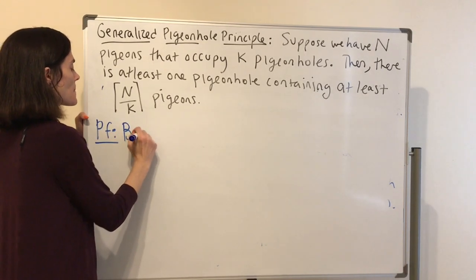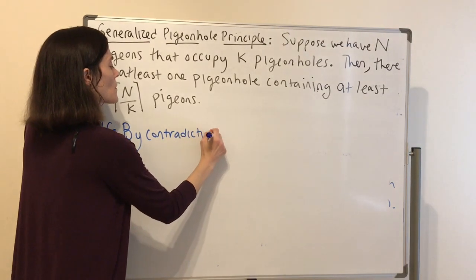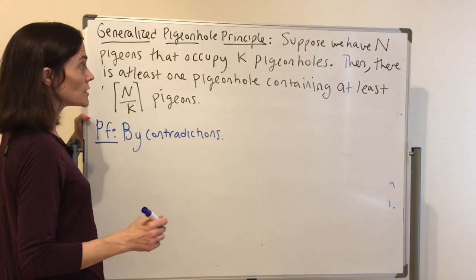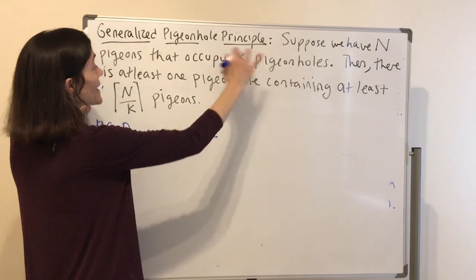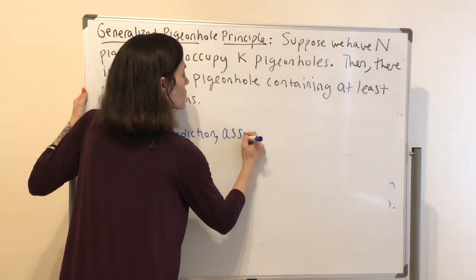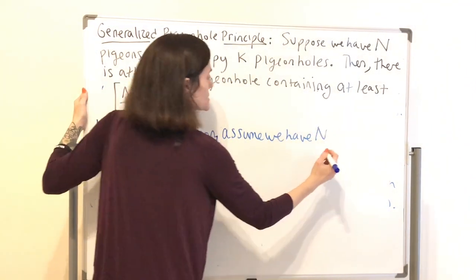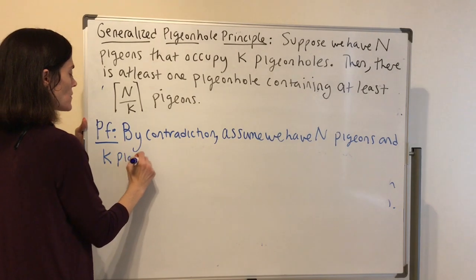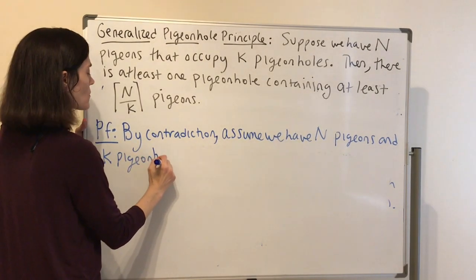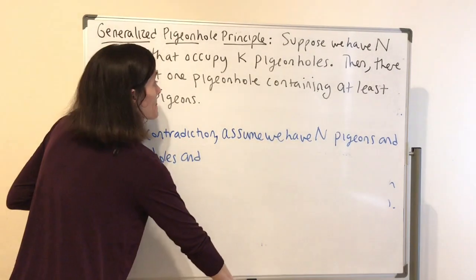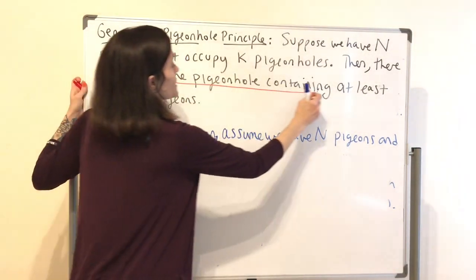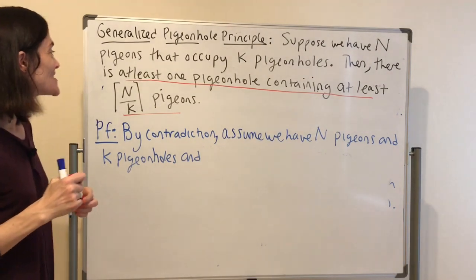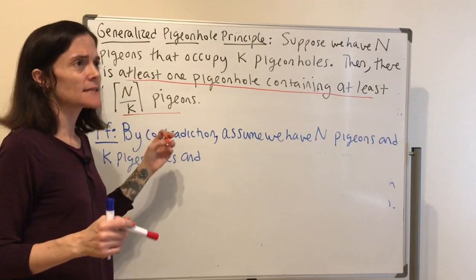Okay, well, this is by contradiction. And, well, I didn't exactly phrase it as an if-then. I could have. But by contradiction, what do we assume? We have N pigeons and K pigeonholes. We have capital N pigeons and we have K pigeonholes. And what we're trying to assume, let me underline it, there is at least one pigeonhole containing at least this many pigeons. This is what we need to assume is not true in order to get a proof by contradiction. So, okay, at least one pigeonhole containing at least N over K pigeons.